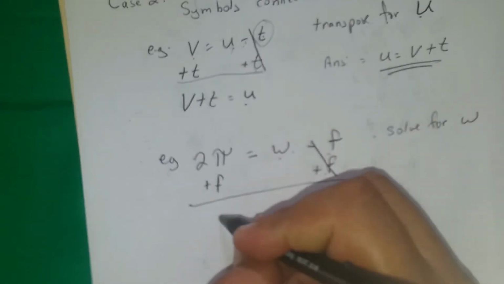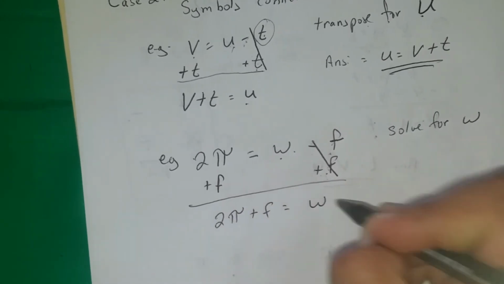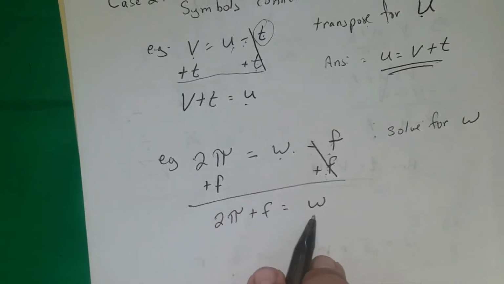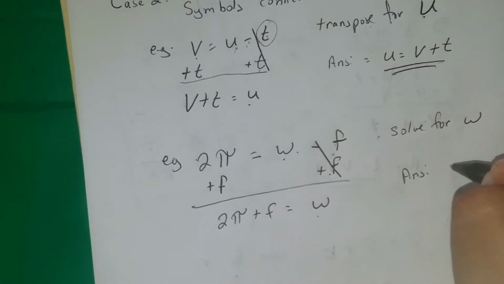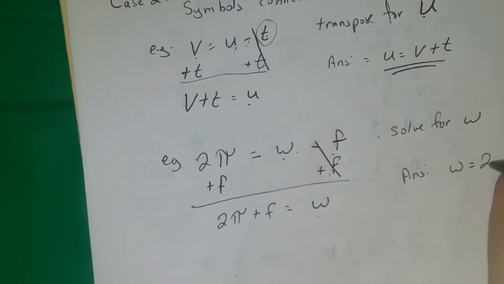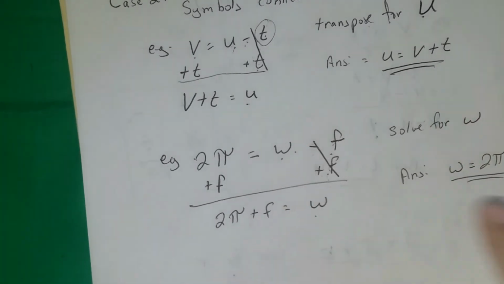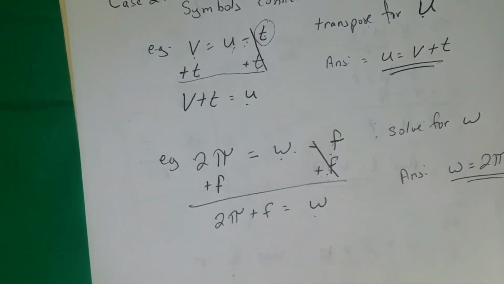Then we have 2 pi plus f equals w. Have I finished? Yes, w is by itself. So my answer is w equals 2 pi plus f. I just switch the sides where w is, and then we have finished. One more.